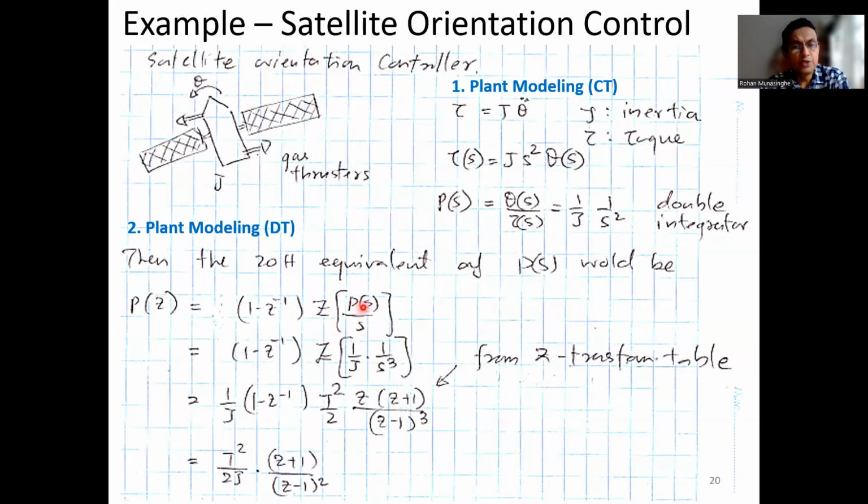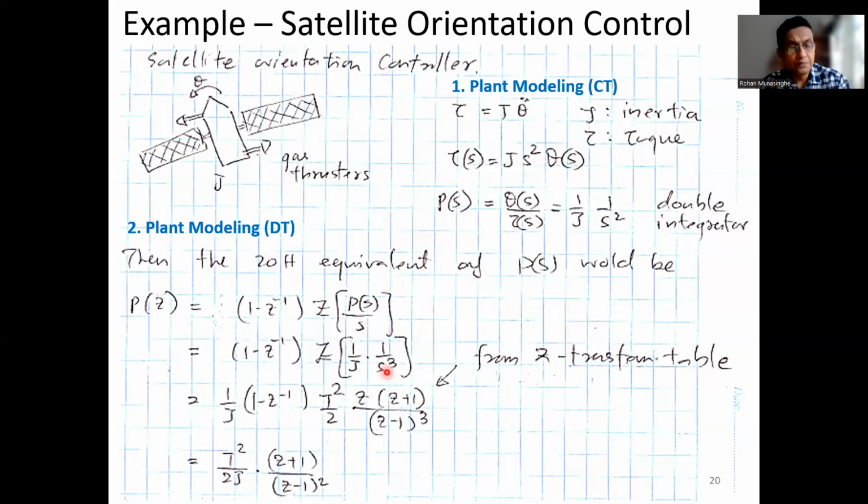So let's substitute for this: 1 minus Z to the minus 1 times the Z transformation of P of S over S. So P of S is here, over S means this 1 over S square becomes 1 over S to the 3, right? It's a triple integrator now. Most of these things are over, including 1 over J, we can take it out. So we are fine with that. So already in the Z world. Now we have some process here. What is the Z transform of 1 over s to the 3?